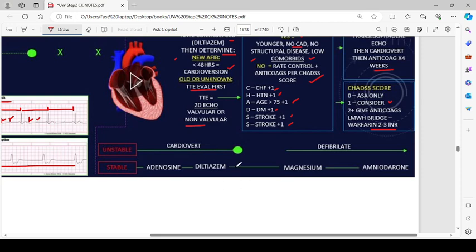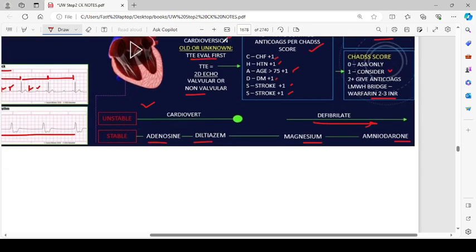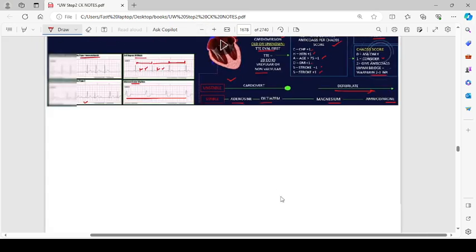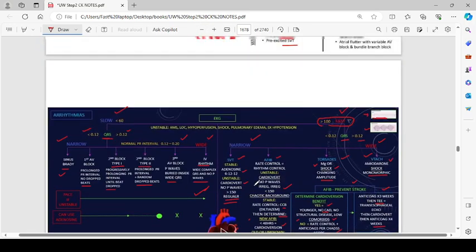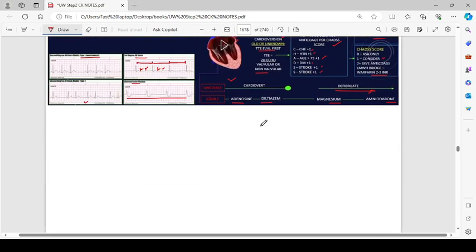Okay, this was so confusing. I'm just tired. If the person is unstable, cardiovert the patient. If the person is stable, give adenosine, diltiazem, magnesium, amiodarone, and then defibrillate. Okay, this is not from UWorld. This is from Google, and it is a very long and pesky kind of worksheet.